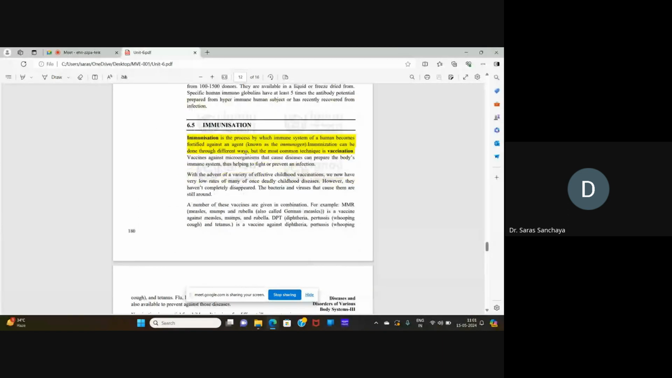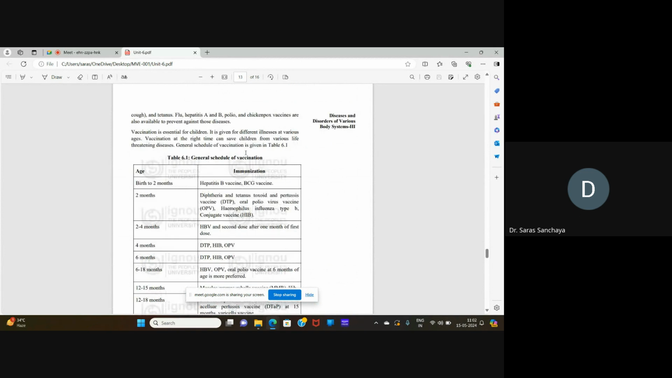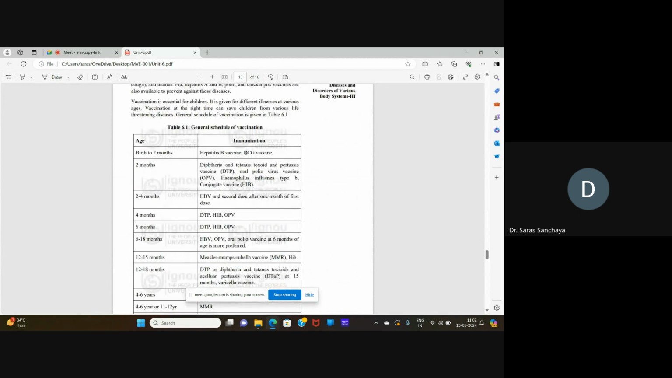Immunization. Immunization is the process by which the immune system of a human becomes fortified against an agent, that is immunogen. Immunization can be done through various ways, but the most common technique is vaccination. So there are different vaccines given under the national immunization schedule. This is an older schedule, so you can download the new national immunization schedule from the internet, and then you can read it, in which it is written where and when the vaccines are given in children and pregnant women.